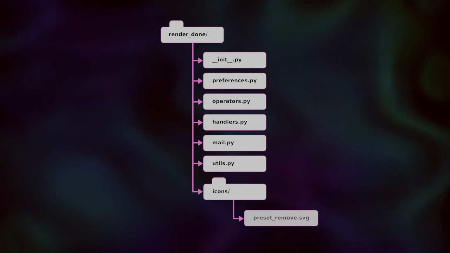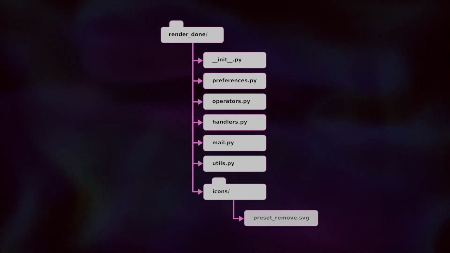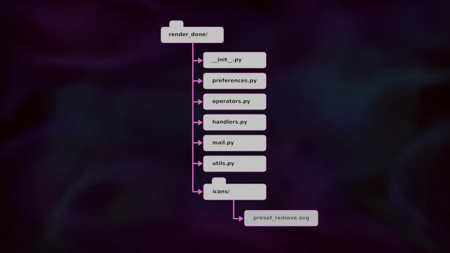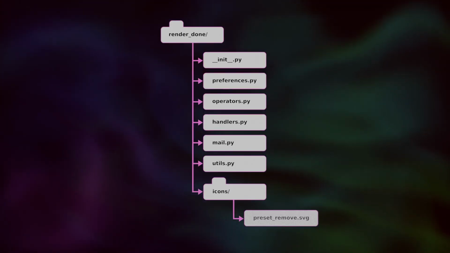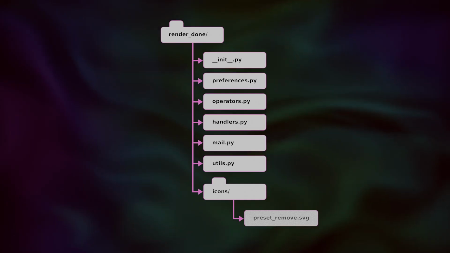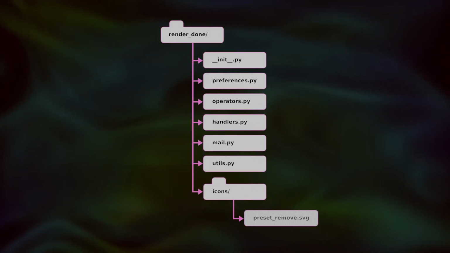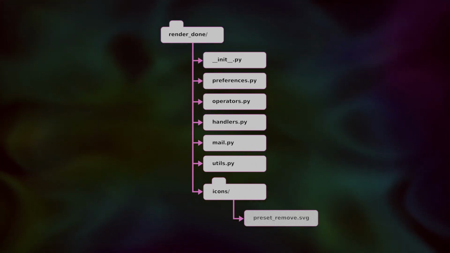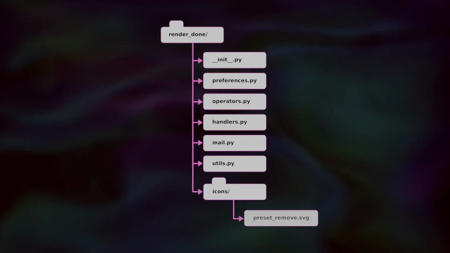Now the functionality is interrelated, as mentioned before, and we need to avoid any circular dependencies. So a module can only import another module if that other module does not in turn import the module it was imported by, either directly or indirectly. And because the render done add-on is a non-trivial example consisting of lots of parts, let's see how we have organized this.